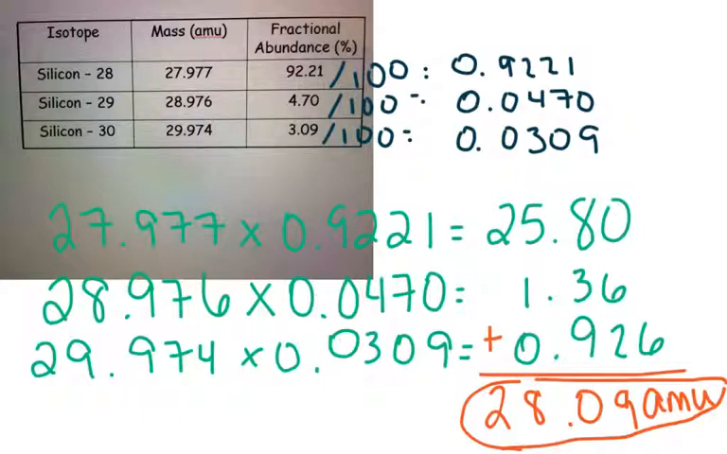Also, you can make predictions about what your answer should be close to. For example, silicon-28, our first isotope in this problem, has a percent abundance of 92.21%. It's making up the majority of our mass. So our answer should be closest to 27.977, and 28.09 is pretty close to that. All right, so look at the problems, make sure they mathematically make sense, go through the steps, and you'll be fine.